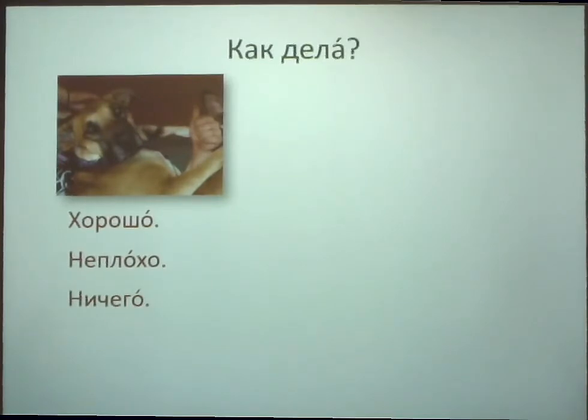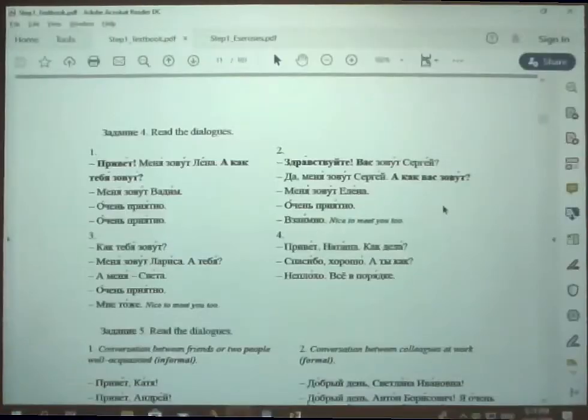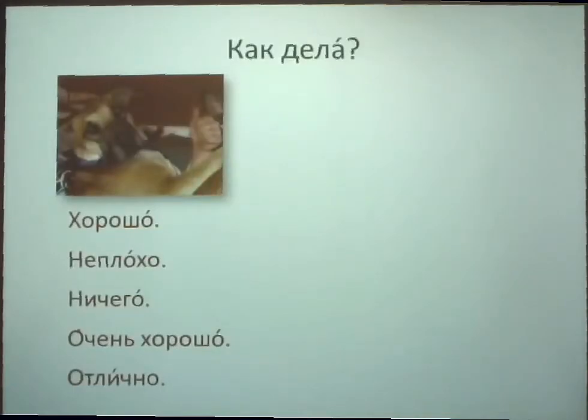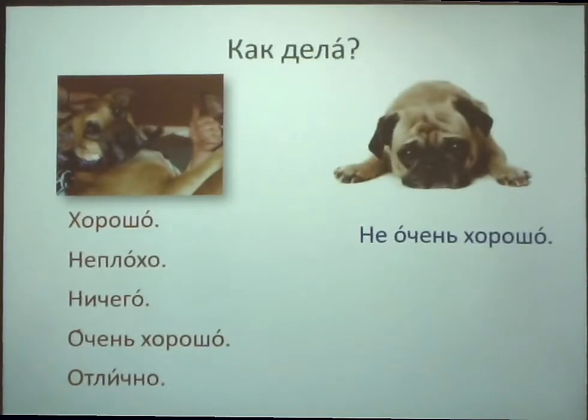Ничего. And also you can say очень хорошо, very well. Как дела? Хорошо. Как дела? Неплохо. Как дела? Ничего. Как дела? Очень хорошо. And if you say wonderful, then you say отлично. Как дела? Отлично. And also you say все в порядке, everything is alright. Все в порядке, отлично.